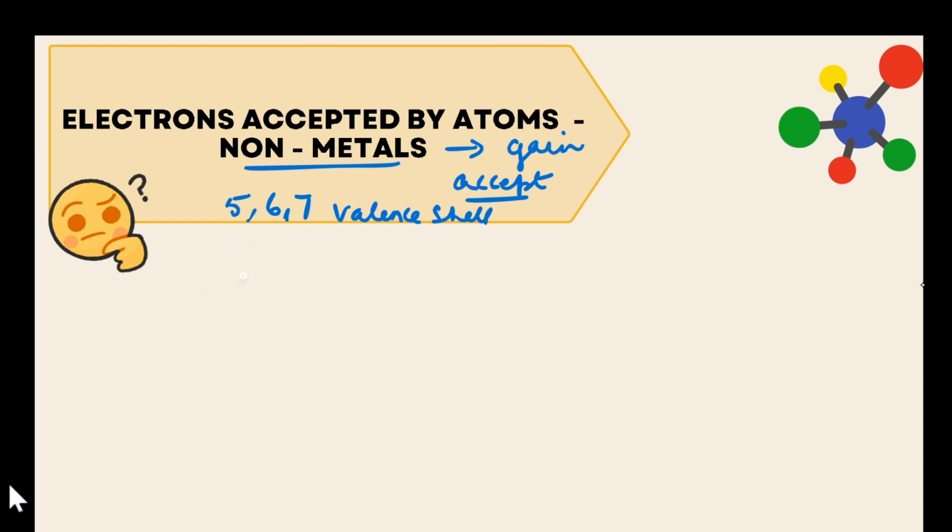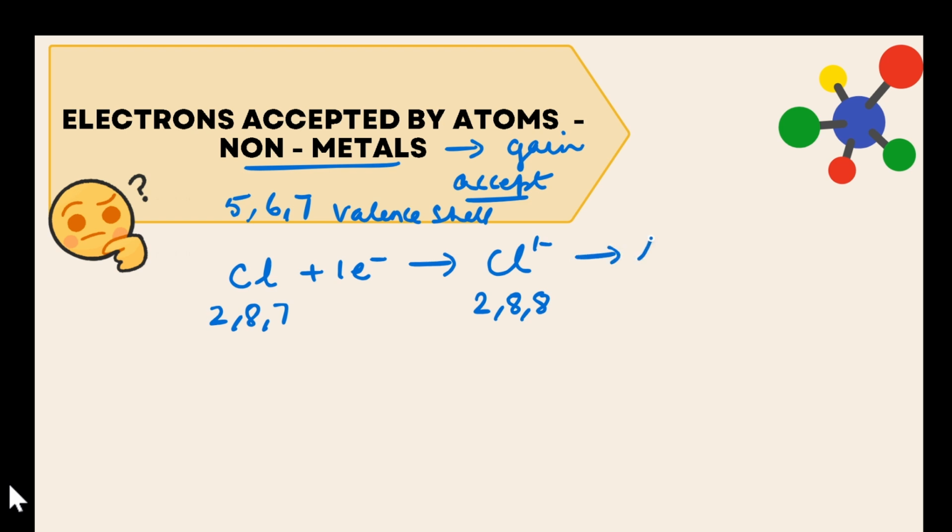So if we take the example of chlorine, chlorine configuration is 2,8,7. Now in order to achieve stability, it has a deficiency of 1 electron, so it will gain 1 electron, and because it is gaining 1 extra electron, it will acquire a -1 charge, and its configuration will change to 2,8,8. That is, chloride ion will be formed, which is closest to the nearest noble gas configuration. Argon has an electronic configuration of 2,8,8, and because it has gained 1 extra electron, its valency will be -1.